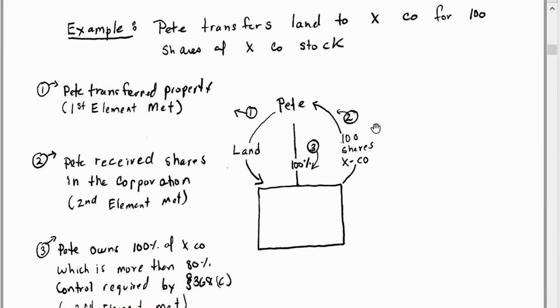Pete transfers land to Exco for 100 shares of Exco stock. So first, Pete transferred the property. Second, Pete got shares in the corp. And third, Pete owns 100%. So it's more than 80, so it's tax deferred. Correct. All right.